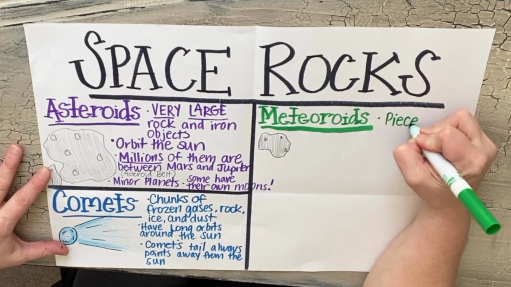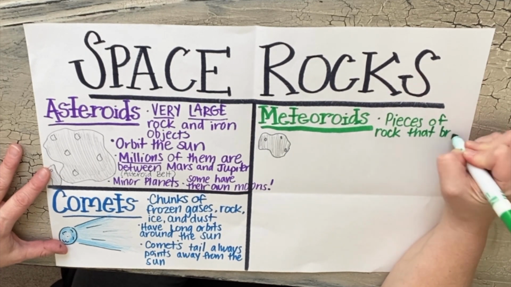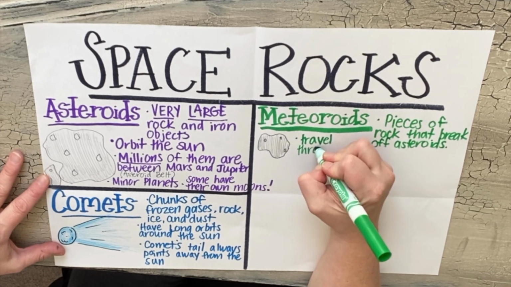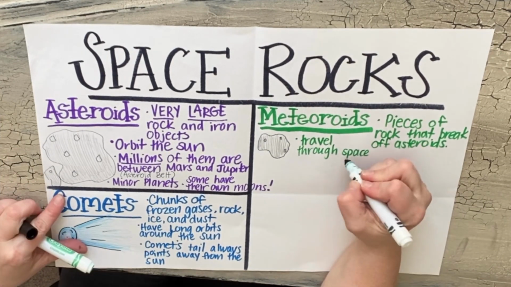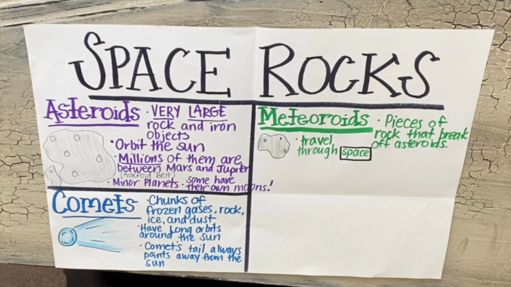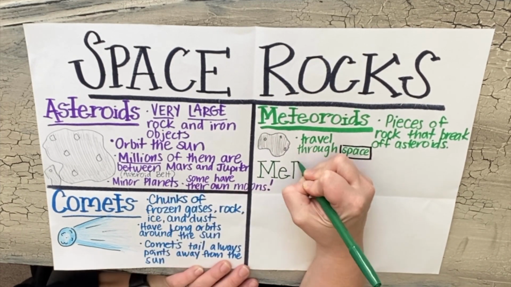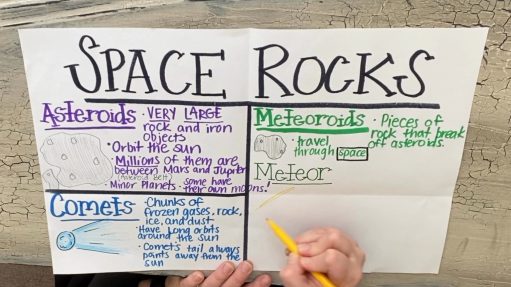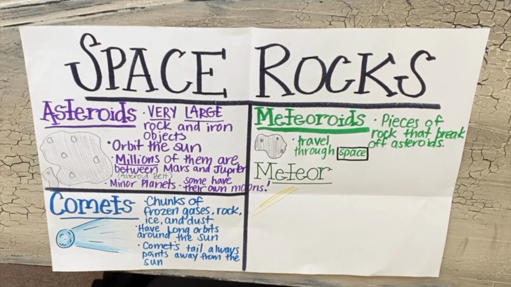So like I said before, meteoroids are pieces of rock that break off of asteroids. And they definitely travel through space. So meteoroids are in space, just like asteroids are in space. Now, meteoroids actually change depending on their location. So we have another type of meteoroid that would be a meteor. And this is what a meteor looks like.